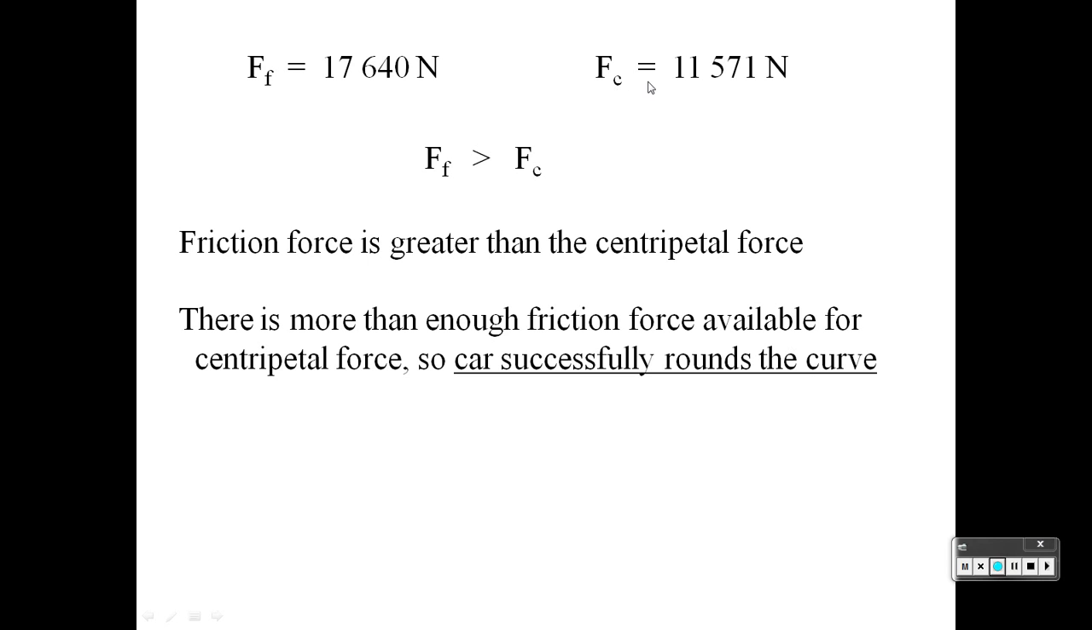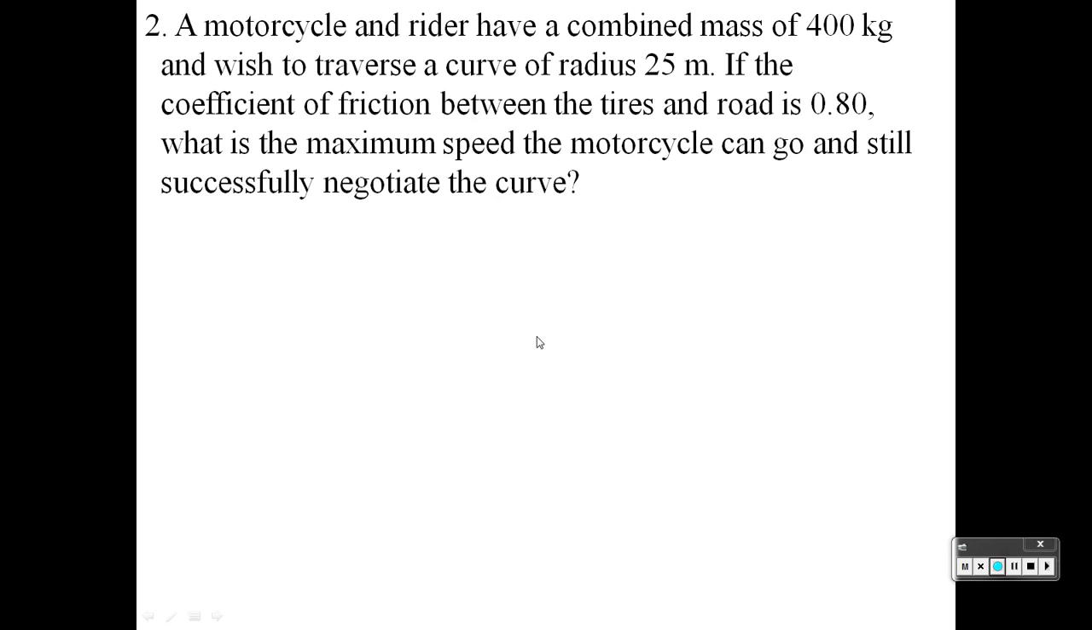As a matter of fact, the car could even be going a little faster and still make it, because if the car is going faster, there will be more centripetal force needed, but again, there's lots more friction than centripetal force needed. So the car could go faster and still make it around the curve. Of course, there is an upper limit. There will be a point where the car is going so fast that the centripetal force needed will exceed the amount of friction force present. So there is a maximum speed. And this next example addresses that.